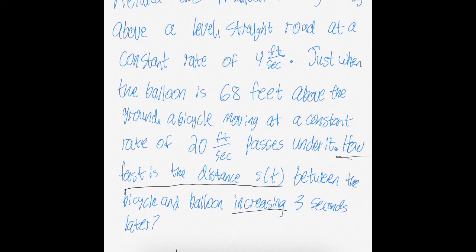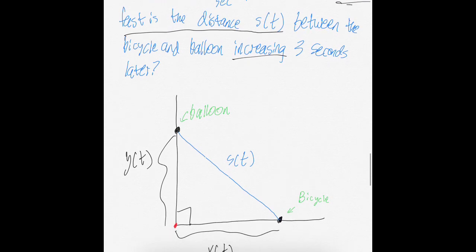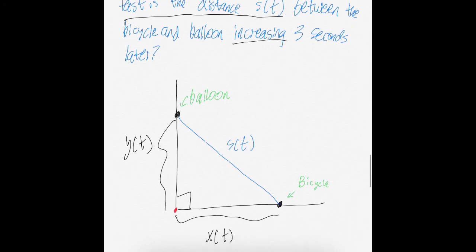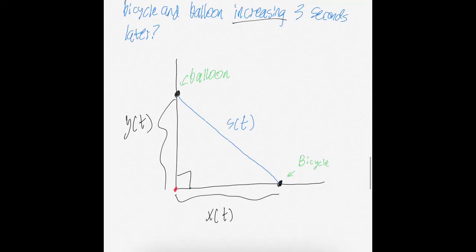Okay, that brings us to the second problem. This one is very long to write out, so I'm actually quite glad that I'm not going to write it out again in real time. So in this problem, we are told that a balloon is rising vertically above a level, straight road at a constant rate of 4 feet per second. Just when the balloon is 68 feet above the ground, a bicycle moving at a constant rate of 20 feet per second passes underneath it. How fast is the distance s of t between the bicycle and the balloon increasing 3 seconds later?